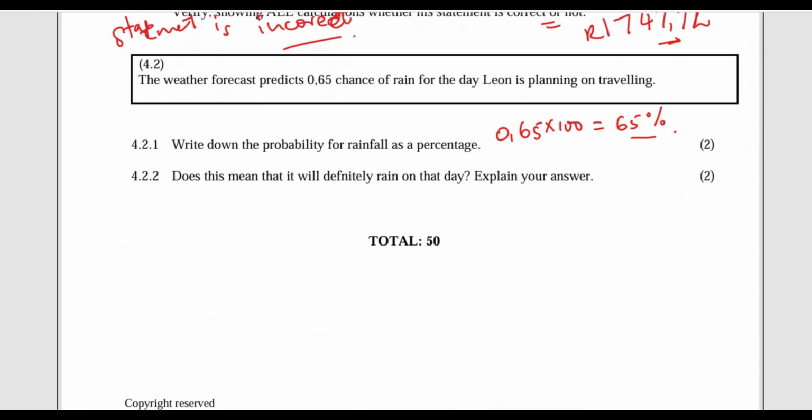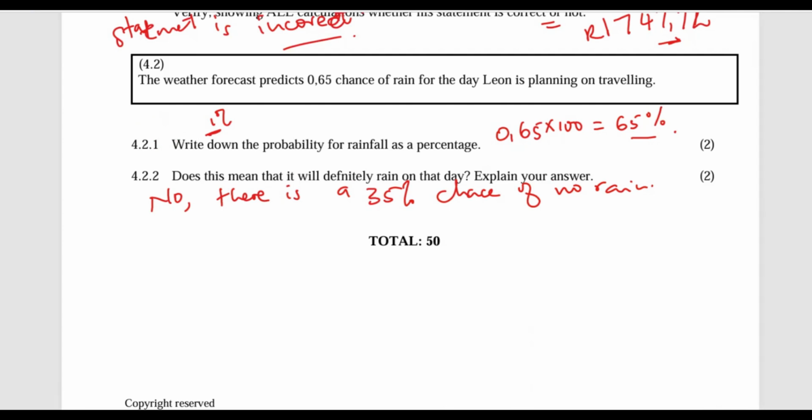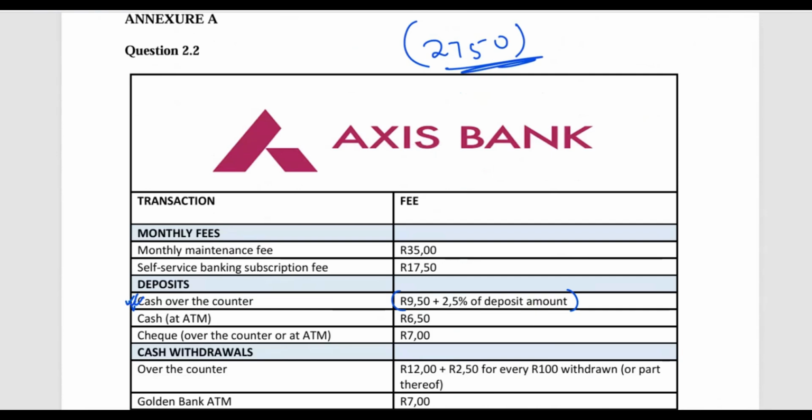So does this mean that it will definitely rain on that day? Explain your answer. The answer is a no. Why? Because there is a 35% chance of no rain. Okay, remember, even if it's 99% that it's going to rain, the fact that there's a 1% of no raining is not a guarantee that it's going to rain, unless you have 100% guarantee that yes, it's going to rain. And that can only happen when the rain is falling, or when it is raining. Okay, so in that case, that is that.